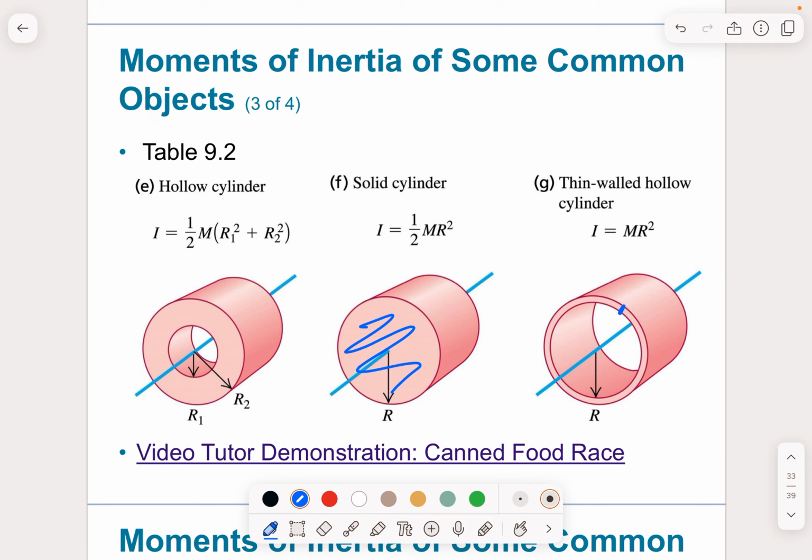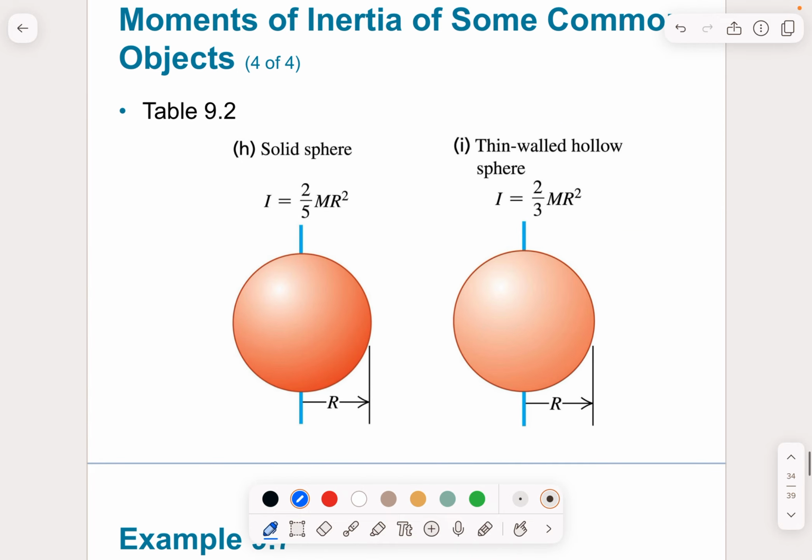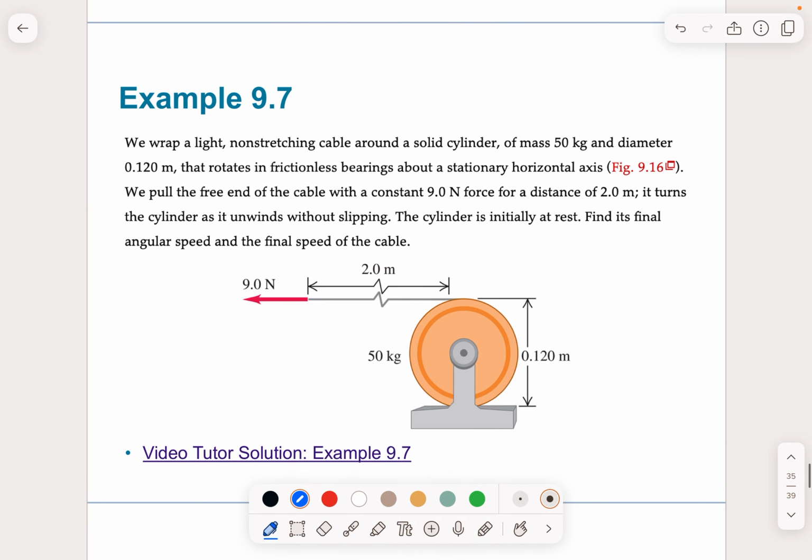And all of our rotation axes are only going to be along symmetry axes. Nothing crazy, right? It's not going to be an axis of rotation about the top piece of this cylinder, okay? And then finally you have the sphere. You're going to see that a lot in your problems, a solid sphere or a hollow sphere, okay?